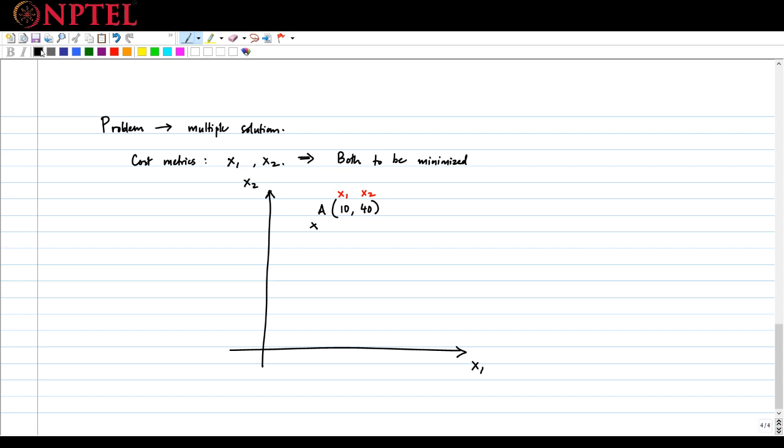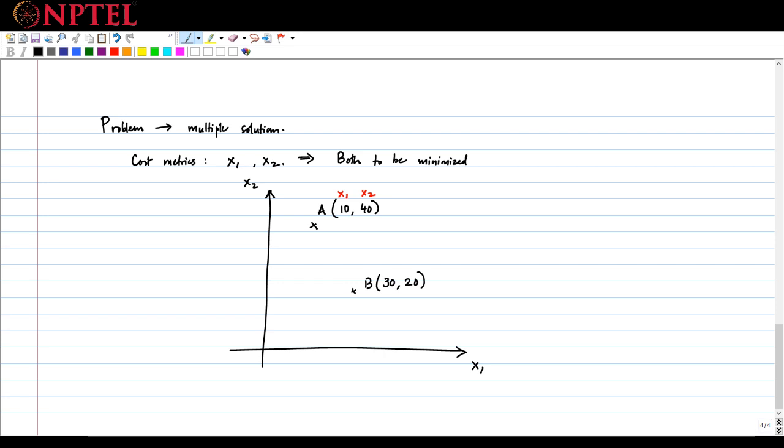Okay, there is another solution B, which has a larger number on x1, so let's say 30, and a smaller number on x2, let's say 20. Okay, I'm asking the same question again, which one is better, A or B?